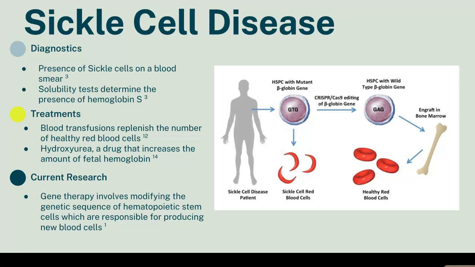Hematopoietic stem cells are found in the bone marrow and are responsible for producing cells, including the affected red blood cells of sickle cell patients. By editing these stem cells, they are able to produce healthy red blood cells instead of sickle cells. Gene therapy has been used successfully for treatment of sickle cell disease. However, there is still research being done in this area of study.